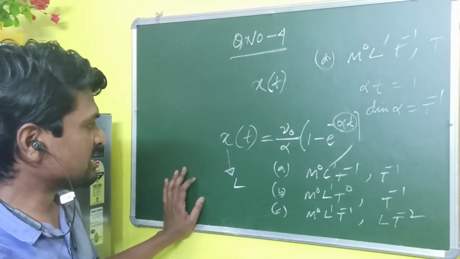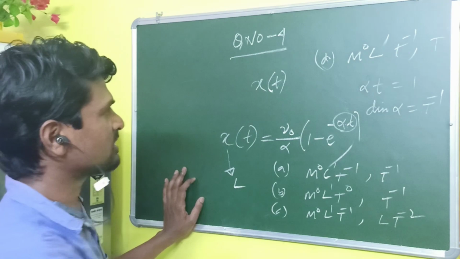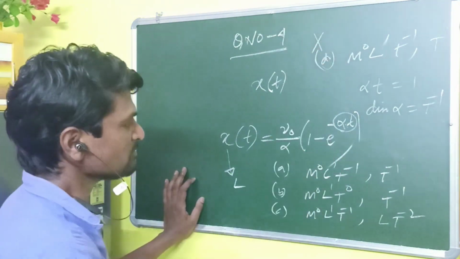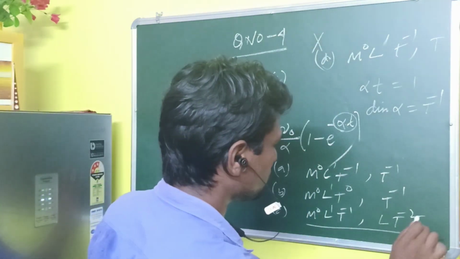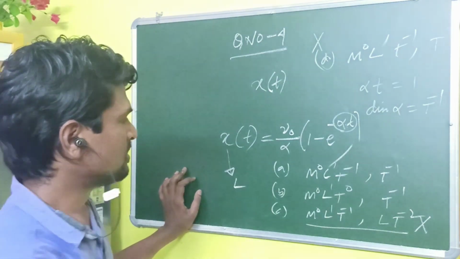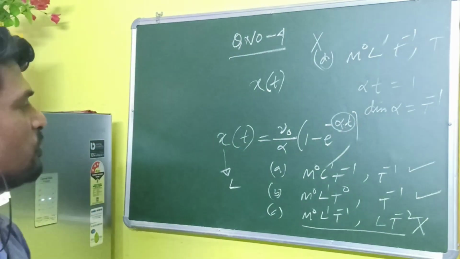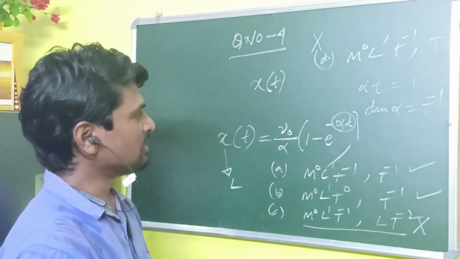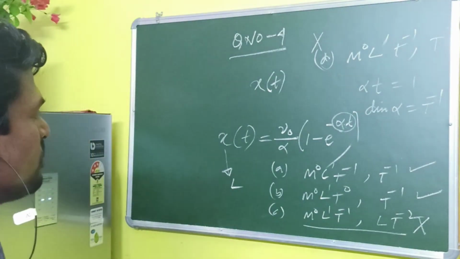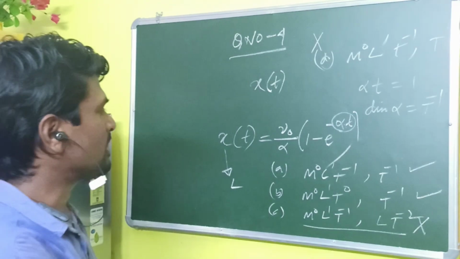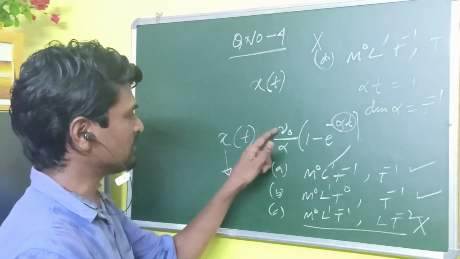So where the option is t minus 1, this is not correct. This is also not possible. So the answer is A or B. So A and B will be the answer. Now check what is the dimension of nu naught. What is the dimension of nu naught?